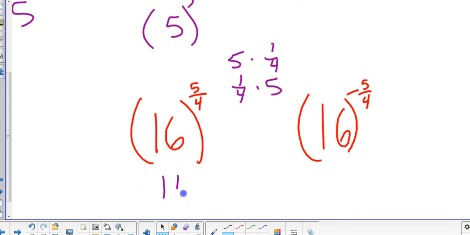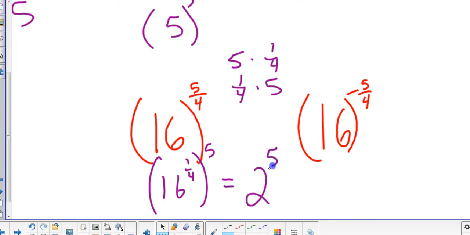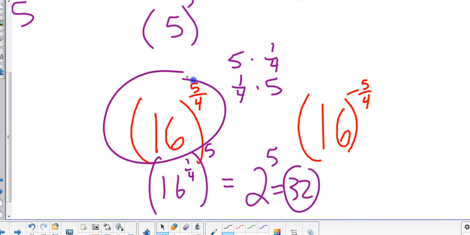So I'm going to write this as 16 to the 1/4 to the 5th. Because 16 to the 1/4, I have another name for it. The 4th root of 16 is 2, so this becomes 2 to the 5th, which is 32 is the answer. So 16 to the 5/4 is 32.